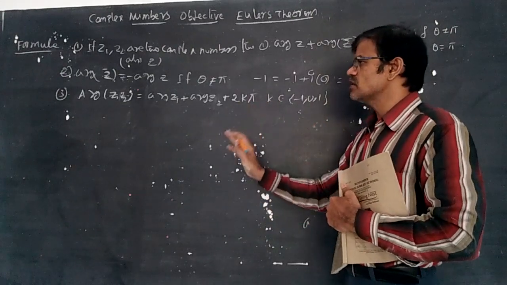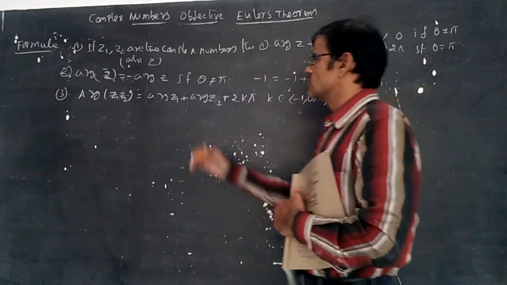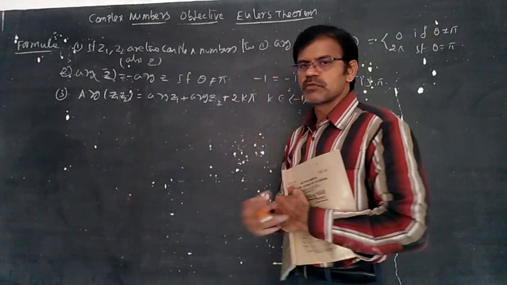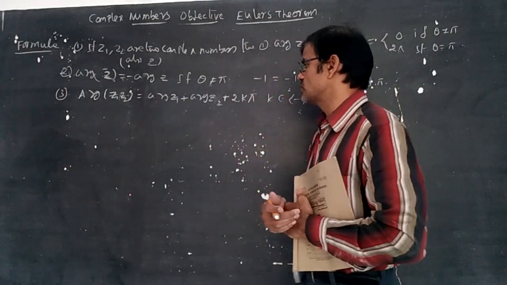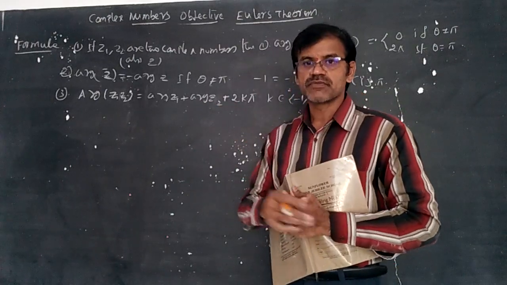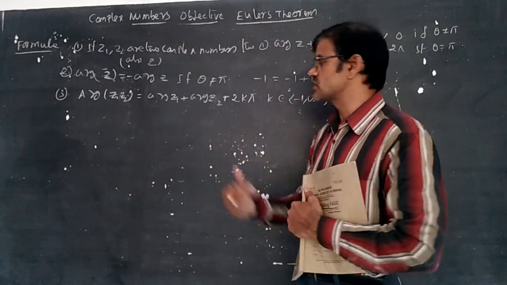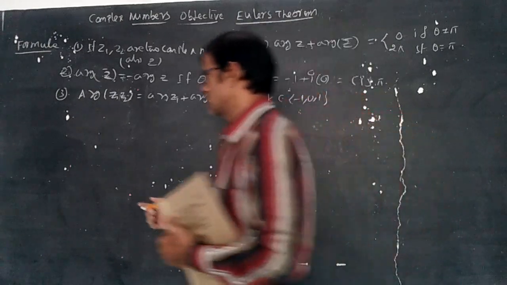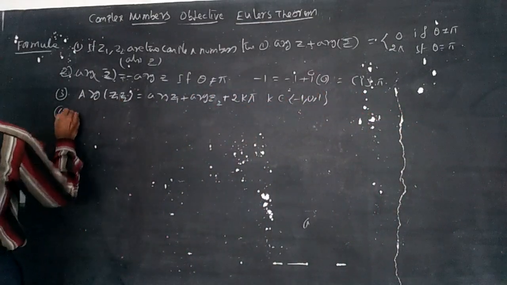So usually we simply mention argument z1 z2 is equal to argument z1 plus argument z2. But if the number of rotations is mentioned, then you should write 2k pi.